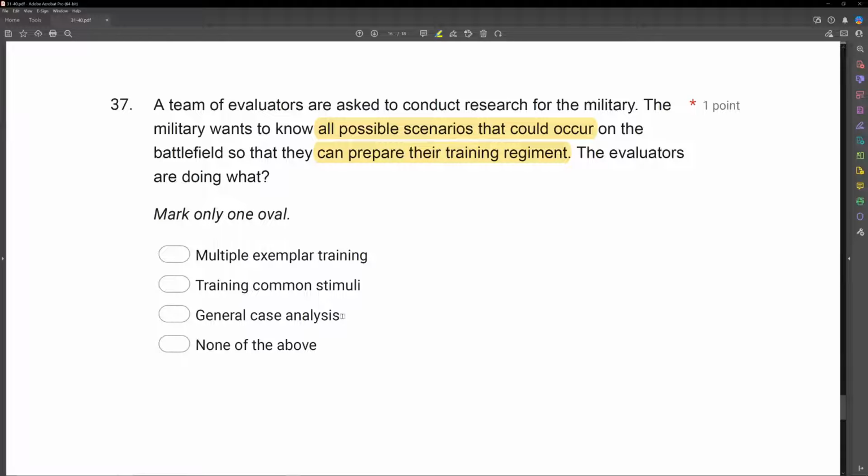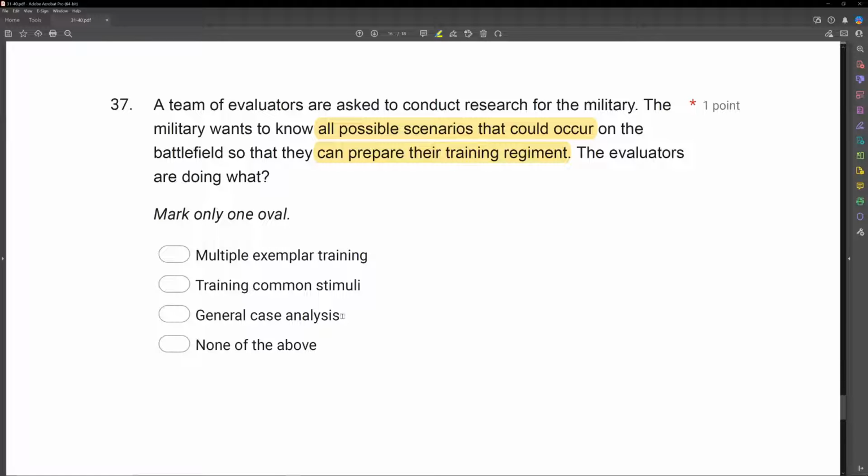What we are doing is a general case analysis because we're going in, or the evaluators are going in, and they're identifying all possible exemplars, right? This could be a response. This could be a stimulus. This could be a response. This could be a stimulus. And they're giving all this information back to the team who can then design their curriculum.